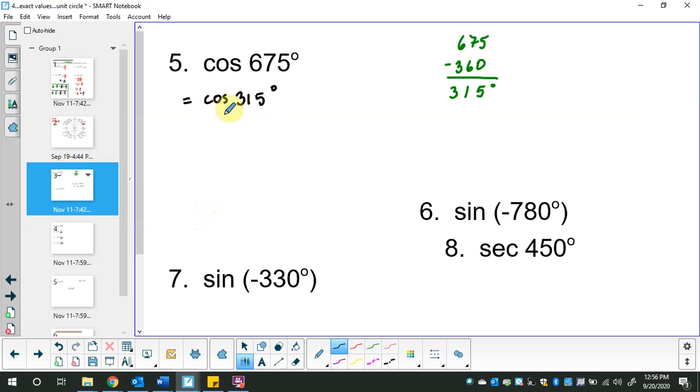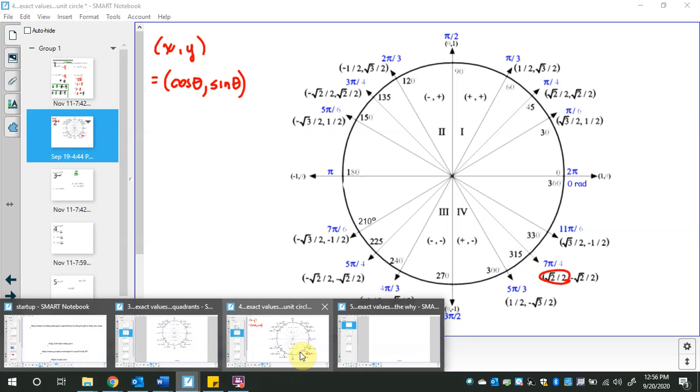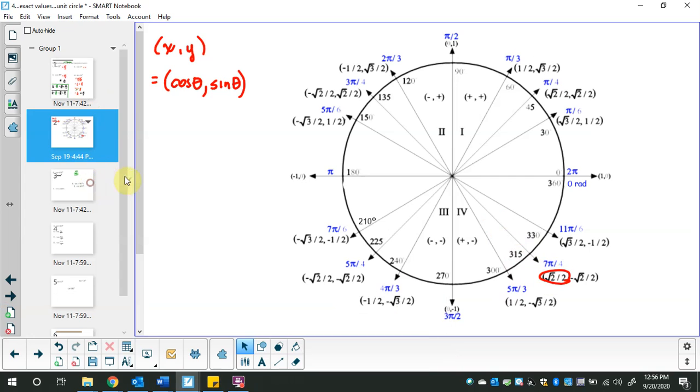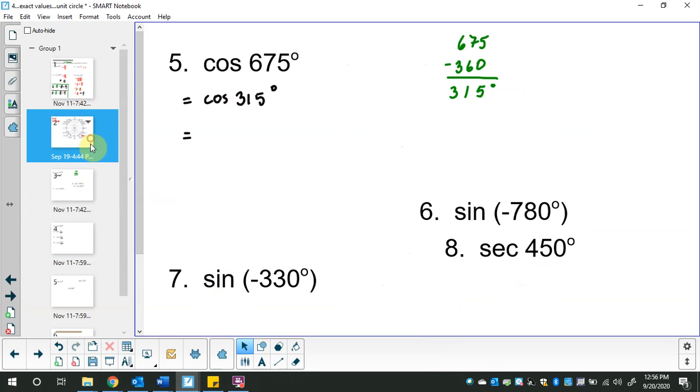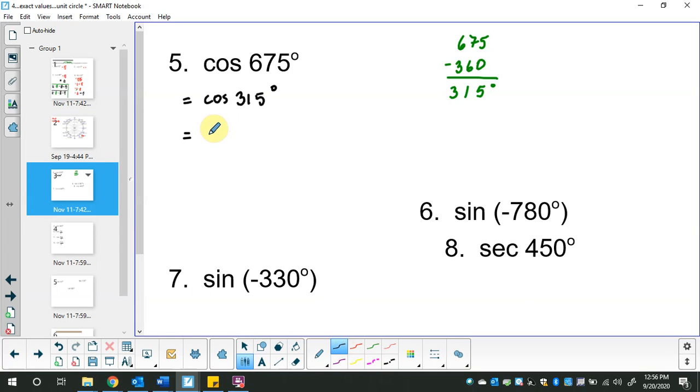So both of them are on the unit circle. So this is going to be an example of me just plucking it off. So I have to go to the 315 degree mark, and I have to find the cosine value, and write that in its place. Forgotten what it is already. Positive root 2 over 2. Next question.